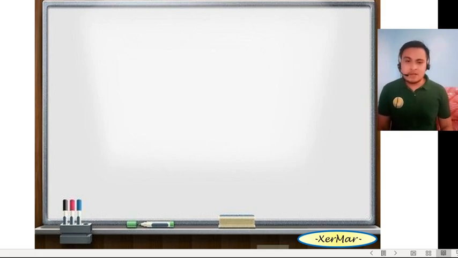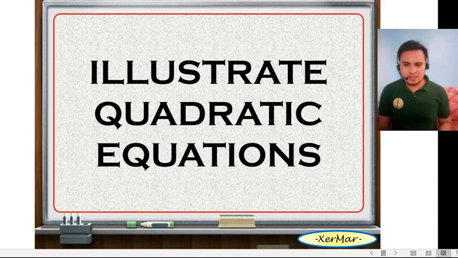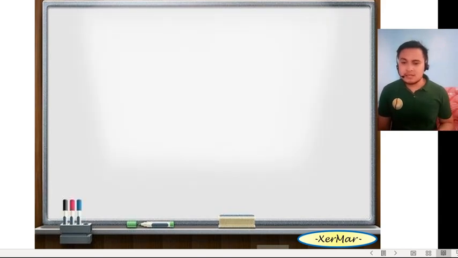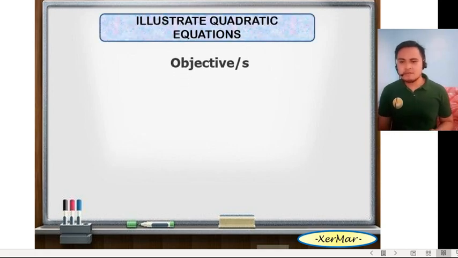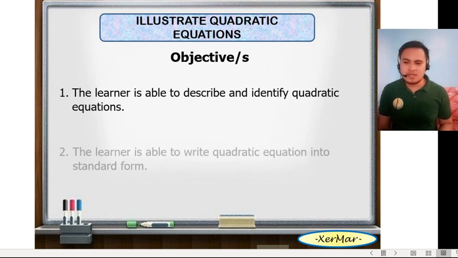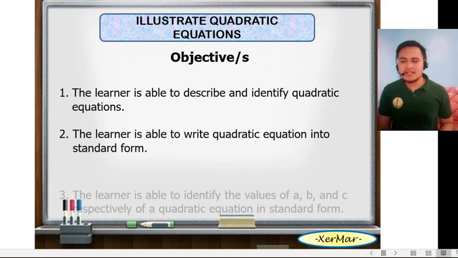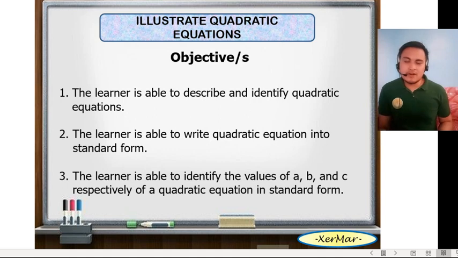Okay, so ngayon, sa oras na ito, tatalakayin natin ang pinakaunang lesson ninyo sa Math 9, which is to illustrate quadratic equations. Alright, so let us state our objectives. Number 1, the learner is able to describe and identify quadratic equations. Number 2, the learner is able to write quadratic equation into standard form. And number 3, the learner is able to identify the values of A, B, and C respectively of a quadratic equation in standard form. So students, just keep on watching, enjoy learning, learn more, aim high.